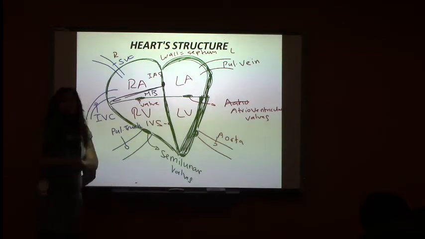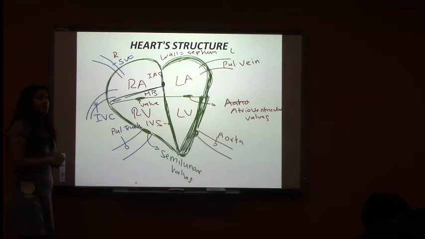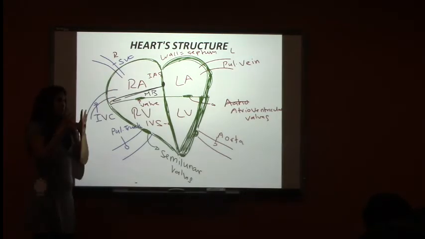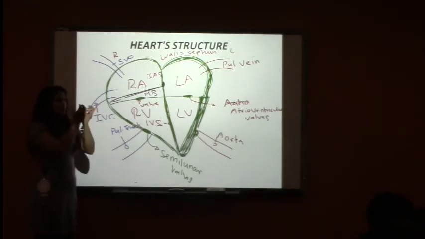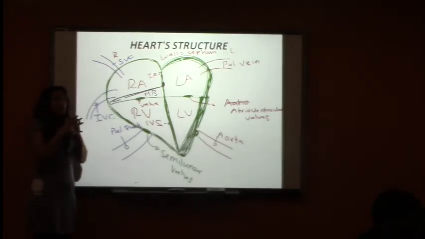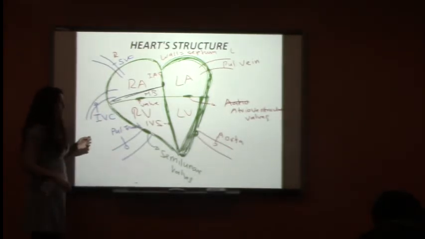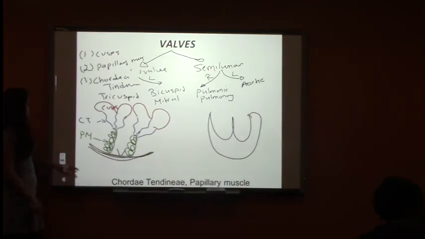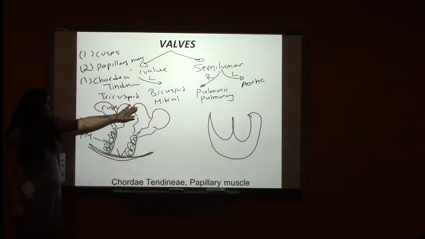Okay. You only find the moderator band in the right ventricle. What did you say it was? It basically, because the wall is so thin, because the muscle is so thin, it kind of holds it together. Therefore the ventricle doesn't break apart. So the ventricle will have the papillary muscles, chordae tendineae, and the cusp.